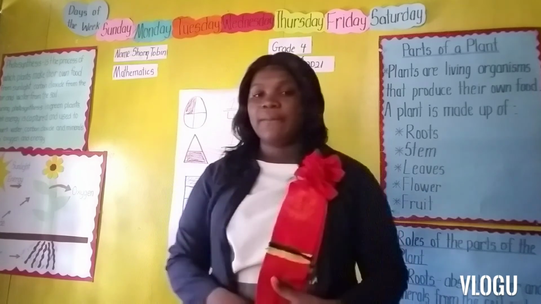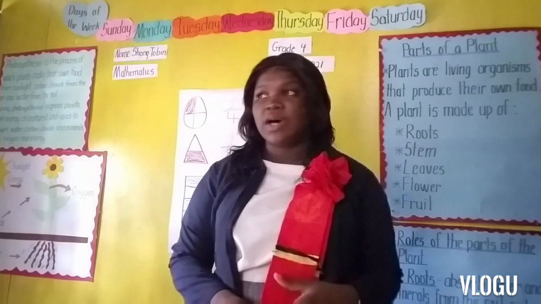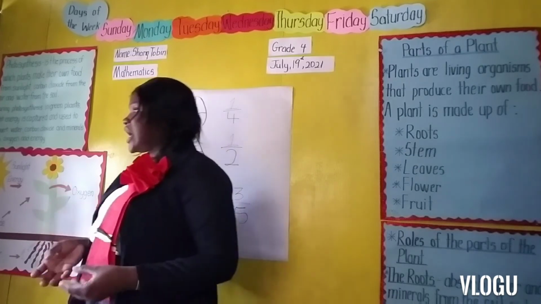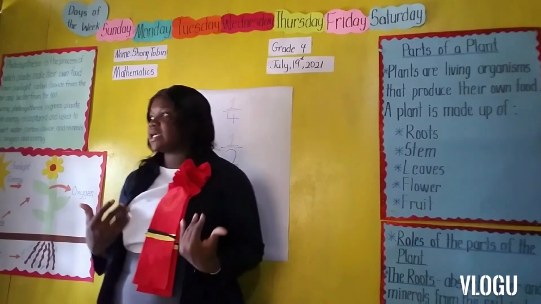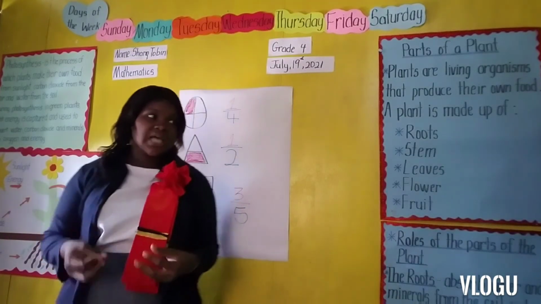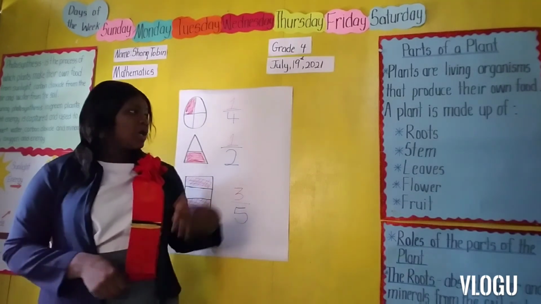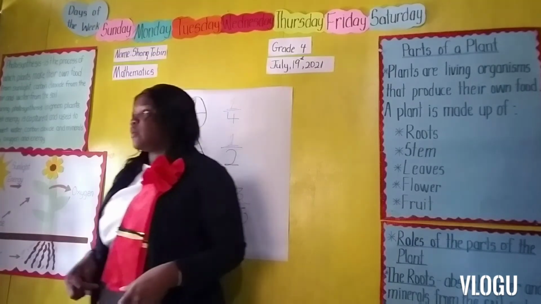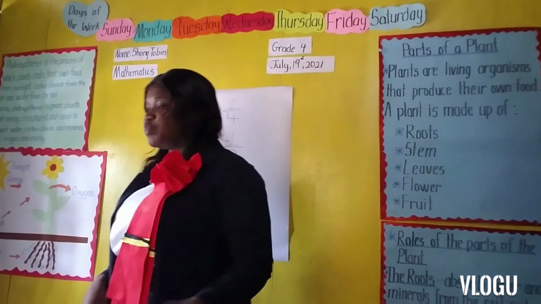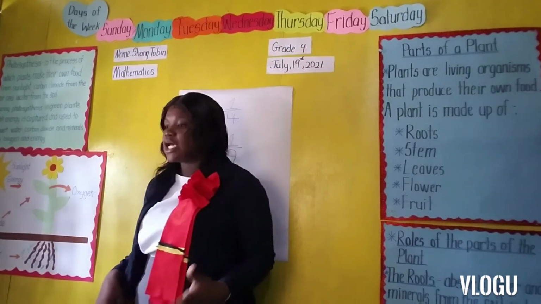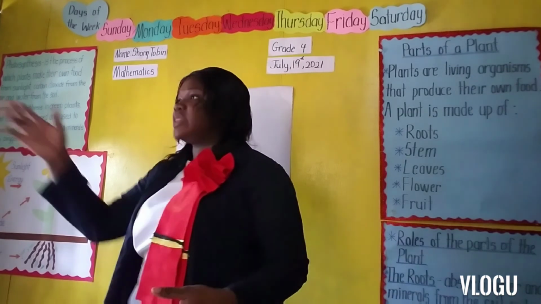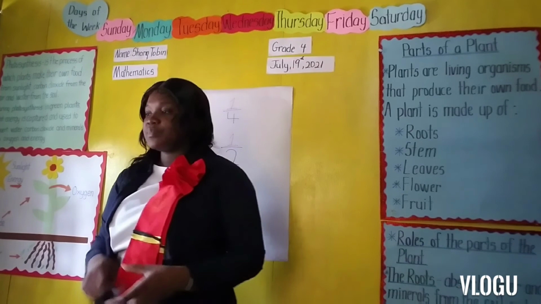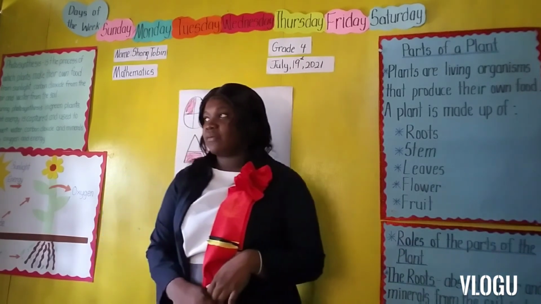Let's quickly recap what today's class was all about. Today's class was about fractions. We defined fraction, we listed the parts of a fraction, we gave examples of fractions. Now we said a fraction is a numerical representation which represents a part of a whole. We said a fraction has 2 parts, the numerator and the denominator. Very good, Brandon. Okay. Do enjoy the rest of your day.